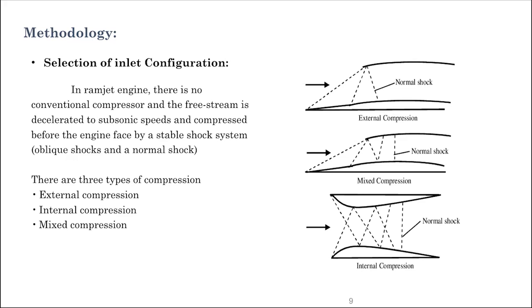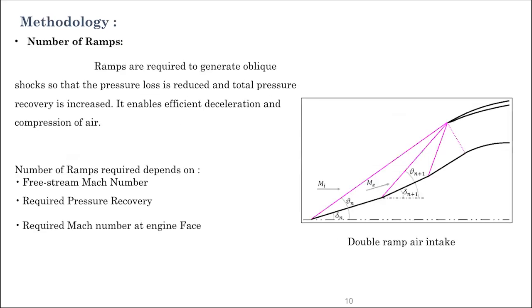The flow is not uniform, and we are not able to achieve uniform mass flow rate at the engine phase. Deciding the number of ramps is a very crucial thing, because if we go directly for a flat face intake without any ramps, there will be a normal shock, and after a normal shock the supersonic flow will turn subsonic. But this causes a huge loss of pressure, because to increase the efficiency of pressure compression, we introduce ramps.